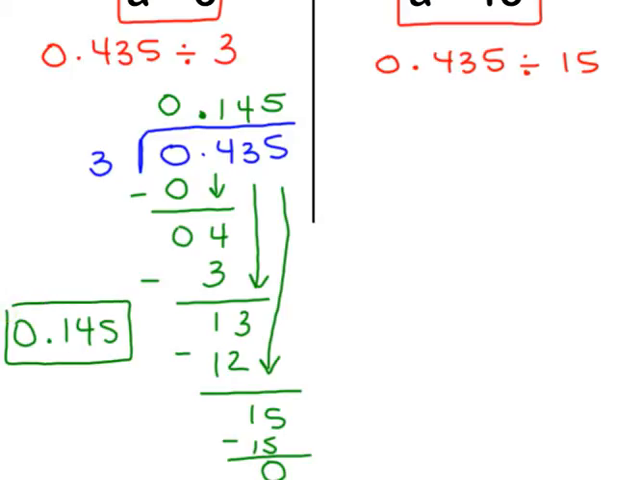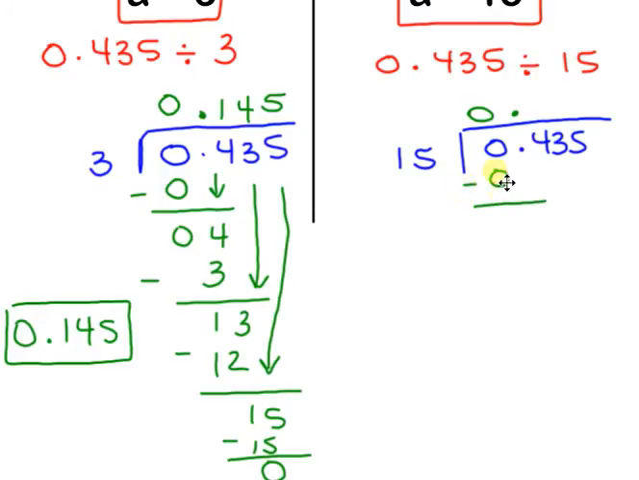Okay, we're going to go over here now. So again, the first number always goes inside of the division bracket. All right, we're going to bring the decimal point straight up to the roof. And this time we have a 2-digit number outside. So 15 goes into 0, 0 times. 0 times 15 is 0. Subtract. 0 minus 0 is 0. Bring down the 4.